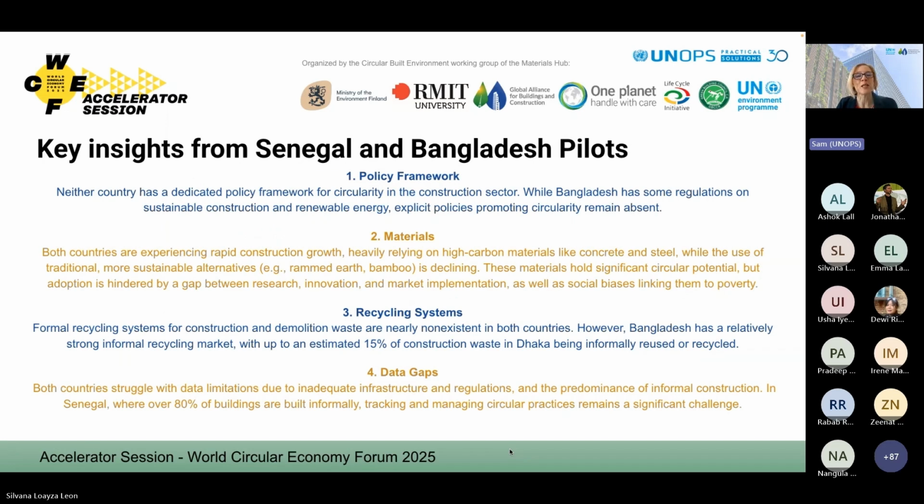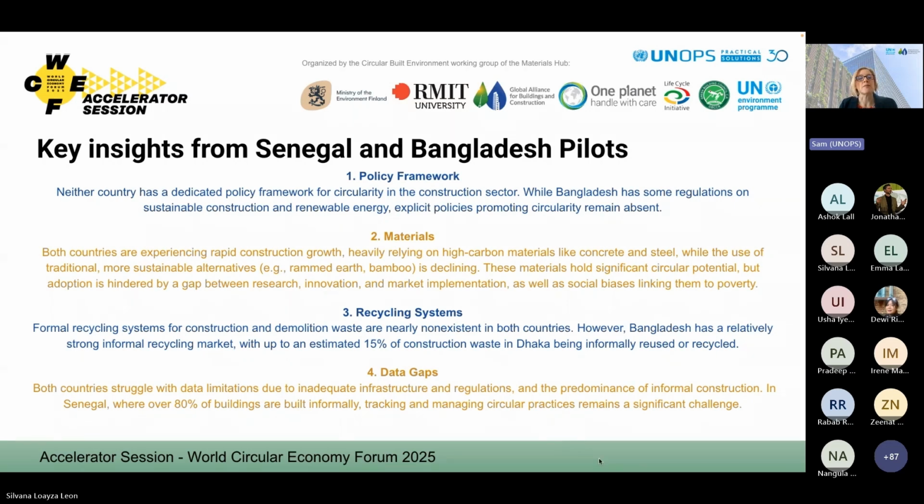Next slide. Thanks. This is the one I really wanted to make sure that we got to. These are the insights we have from the pilots that have already been carried out in Senegal and Bangladesh. In terms of the policy framework, neither country has a dedicated policy framework for circularity in the construction sector. Bangladesh has some regulations on sustainable construction and renewable energy, but there's nothing explicitly on circularity. In terms of materials, both countries are experiencing rapid construction growth, which means that they're basically turning to high carbon materials like concrete and steel, and the use of traditional, often more sustainable alternatives like rammed earth or bamboo is actually declining. These materials are considered to hold significant circularity potential, but this is being hindered by a gap between research, innovation, and market implementation, as well as social biases linking them to poverty.